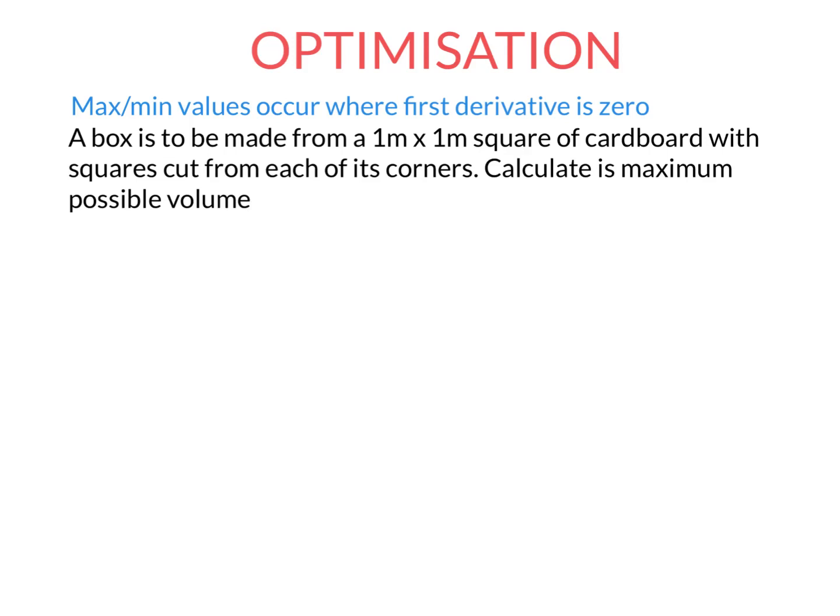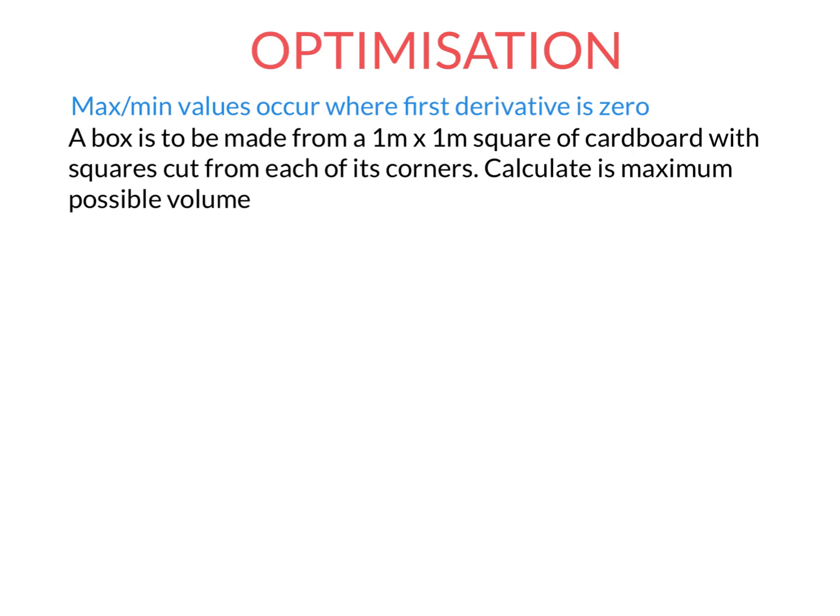Thank you so much for tuning into this video in which we will look at optimization. So optimization, you're finding an optimal solution. We're finding either the lowest possible or the highest possible value of something. Now, we learned when we were doing curve sketching that maximum or minimum values of a function always occur where the first derivative is equal to 0.